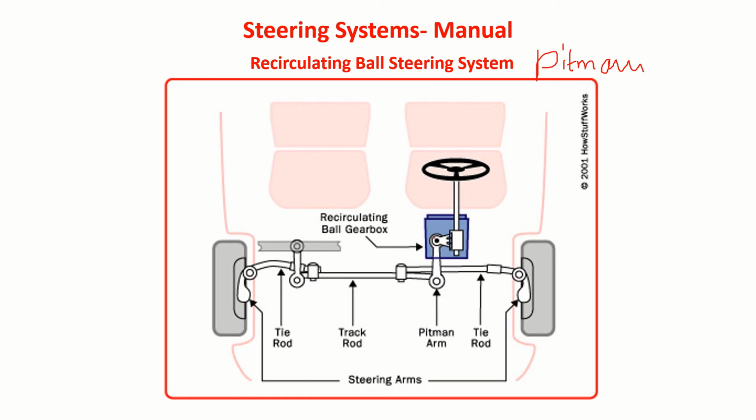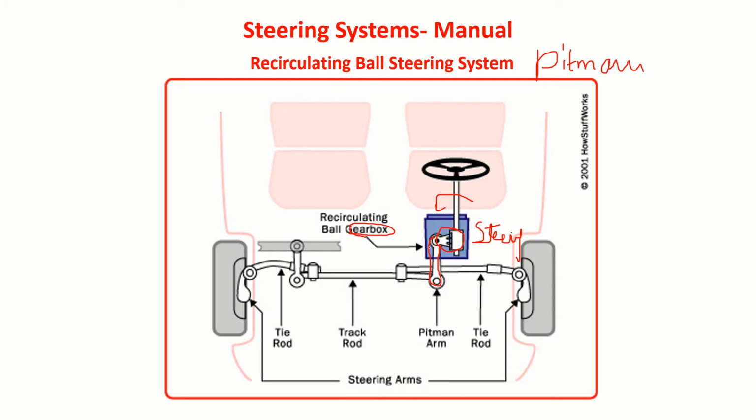This arm is the pitman arm. Here we have the recirculating ball steering system, or you can call it the steering gearbox. Here it is written, steering gearbox. Whatever effort we put in gets multiplied, and the rotary motion of that, I should be able to convert into reciprocating, to and fro motion.